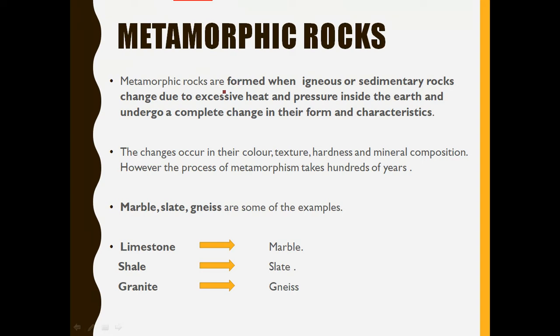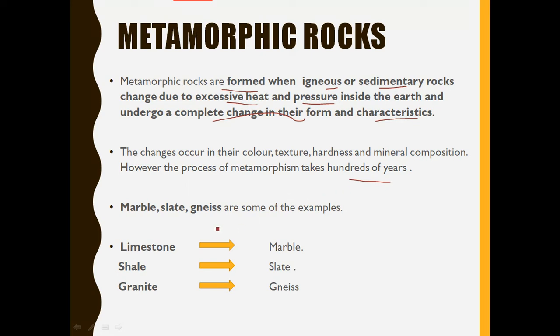All right, so metamorphic rocks are formed when igneous or sedimentary, that is, both the rocks change due to excessive heat and pressure inside the earth, and that completely changes their form and their characteristics. That means these new rocks are a complete change in the way they look, and even their features change. Now, the changes occur in their color, texture, hardness, mineral composition. Now, if you feel that metamorphic rocks just happen in a week or in a month, then you are wrong, because it takes about hundreds of years to make metamorphic rocks.